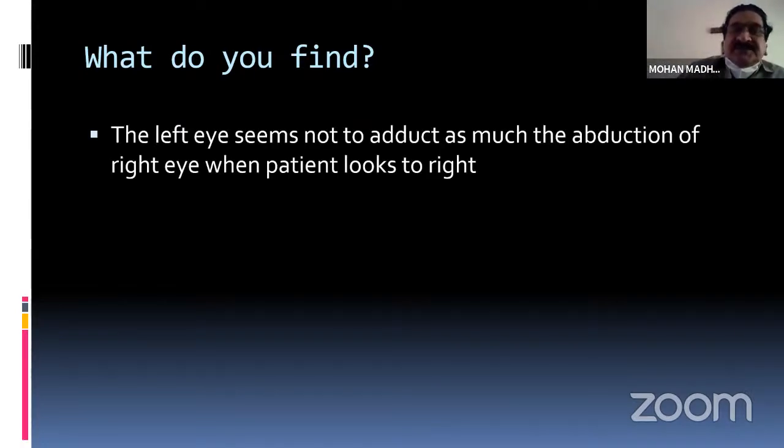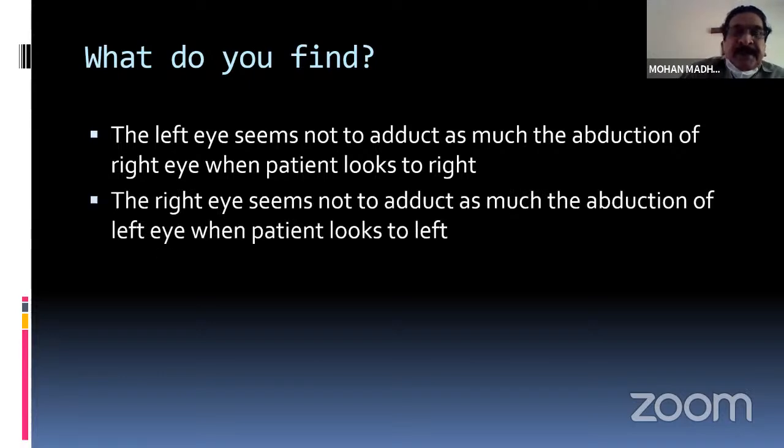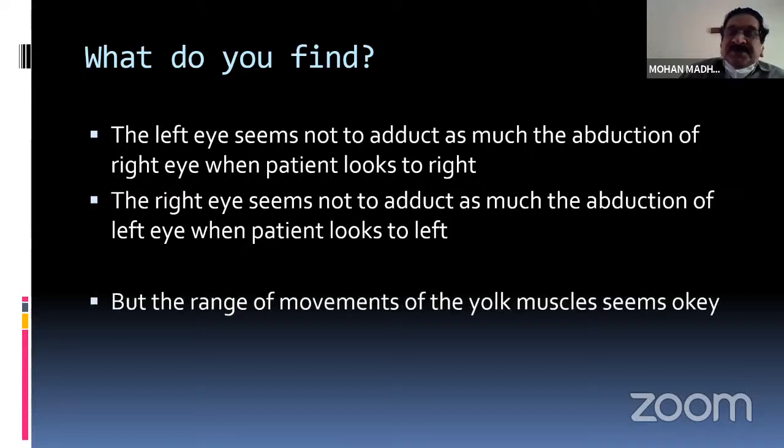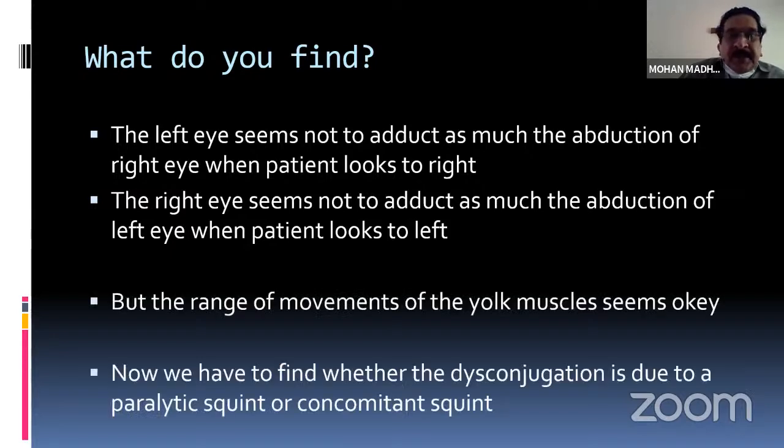The left eye seems not to adduct as much as the right eye abducts when the patient looks to the right side. The right eye seems not to adduct as much as the left eye abducts when the patient looks to the left. Two frames are shown. The range of movement of the eye muscles seems okay. Now we have to find out whether the disconjugation is due to a paralytic or a concomitant squint.